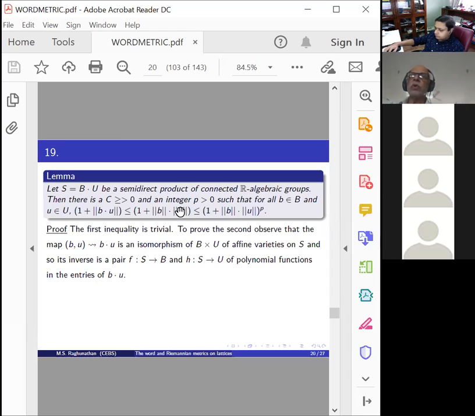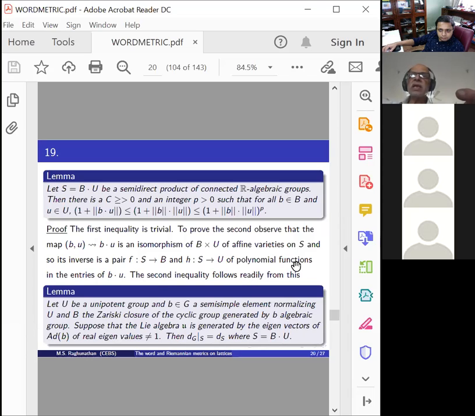And therefore you get a bound by the degree of the polynomial, which is called P. And then you need that constant C. I need the constant C. I'm sorry, it's this typing, I always make many errors and I don't correct them properly. Anyway, the second inequality follows readily from the fact that the norm of B times U is a polynomial in the entries of B and U.